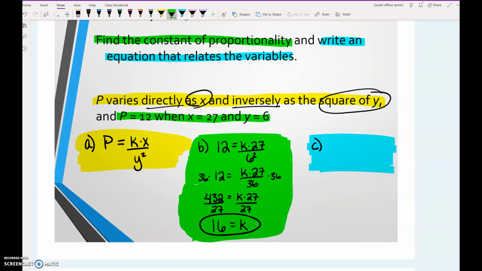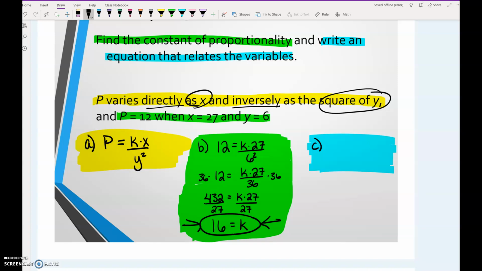Okay, so plug in 12, 27, and 6. I'd multiply both sides by 36, then divide both sides by 27. I got 16 for my k. Really, this is the first answer that the problem is asking for. So they don't care about A, but you have to write out A in order to get the answer for B. So this is the first answer that they really care about.